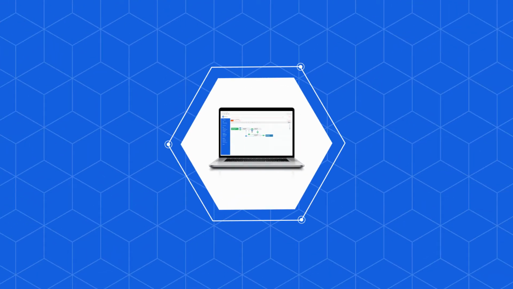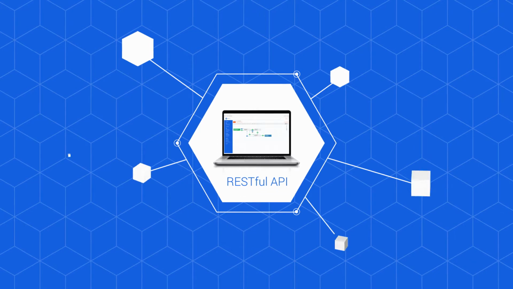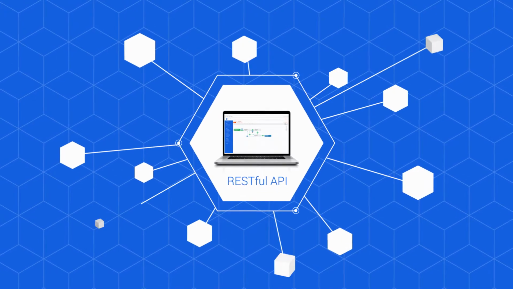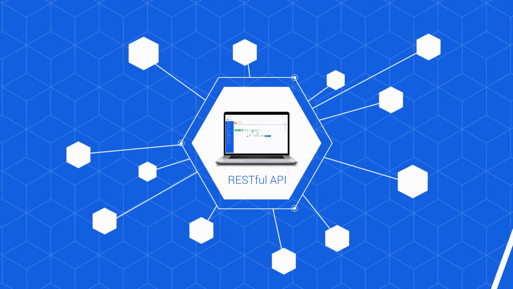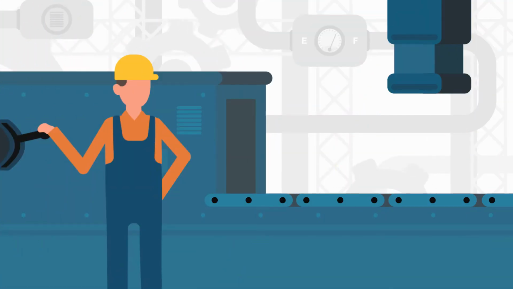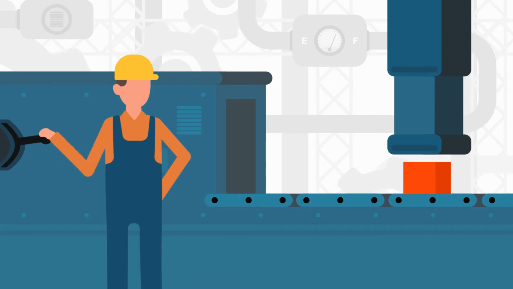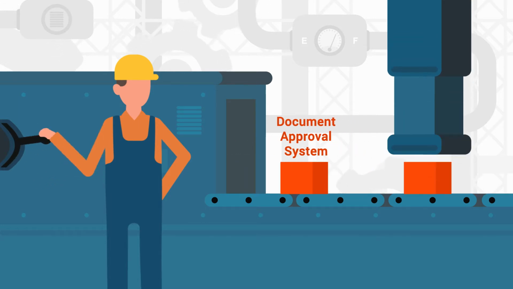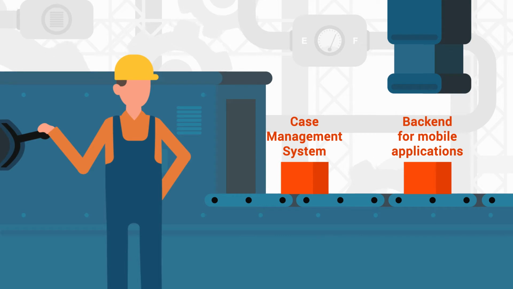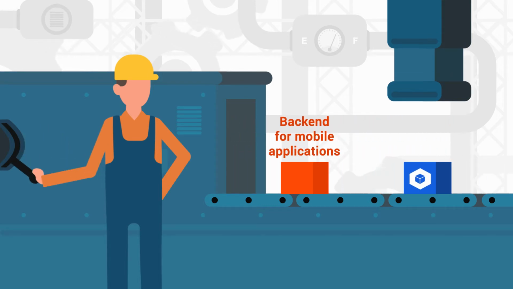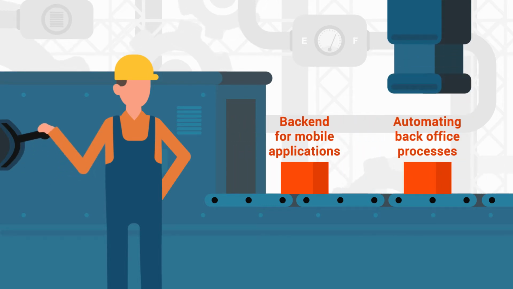We also built a RESTful API for integration, which allows you to exchange data between third-party applications and DWKit. All this allows you to create an enterprise-grade application fit for your needs. Be it a CRM or HR management system, a document approval system, or a case management system. DWKit is also perfect for creating a back-end for mobile applications and automating back-office processes.